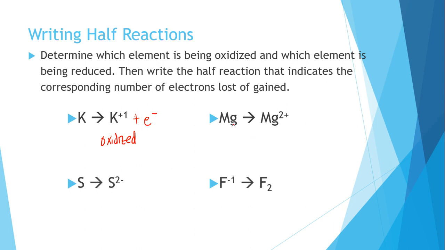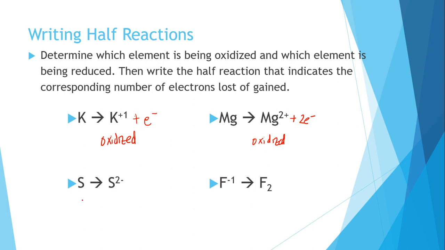Over here, magnesium works the same way. I have 1 magnesium atom, 1 magnesium atom, but my charges aren't balanced. Here I have a 0 charge, and here I have a +2. So in order to get this +2 down to 0, you can add 2 electrons because they have negative charge. And again, since I added electrons to the right-hand side, this is oxidized.